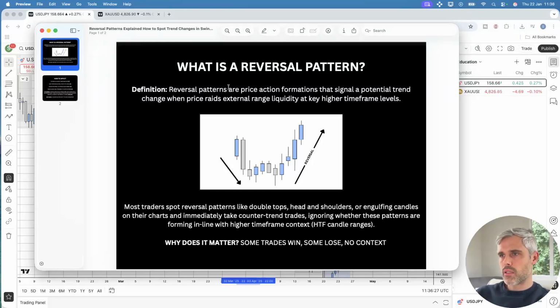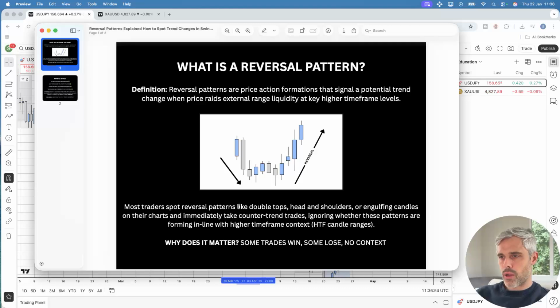So reversal patterns are price action formations. They are patterns, but they signal potential trend changes only when we've raided or purged external range liquidity at key higher time frame levels. So what market makers will do is print these patterns all over the place, but they only work when they're in context of the higher time frame story. And that's what I spend all of my day creating content around.